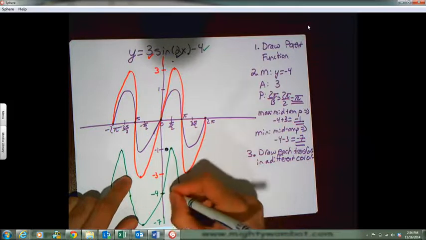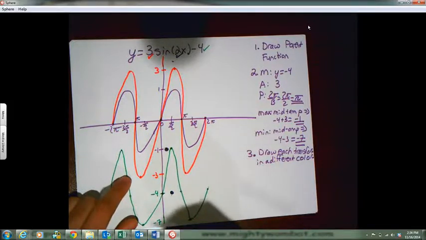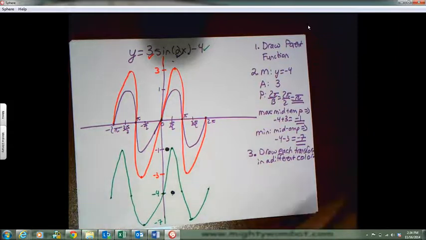Looks like my marker is bleeding a little bit. Let me adjust this real quick. Sorry, folks. Okay, I think we're better now.